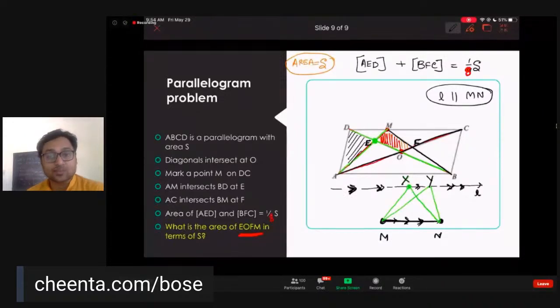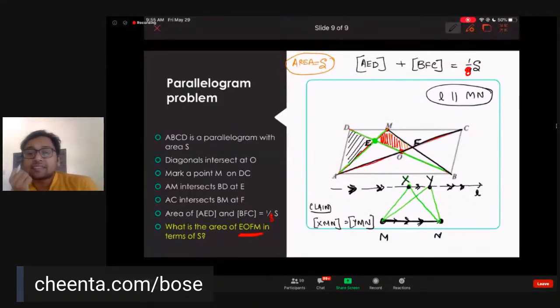MN is parallel to XY, and we have chosen two points X and Y on this line parallel to MN. The claim, which we will be using in this problem, is that the area of XMN is equal to the area of YMN. Why is that true?